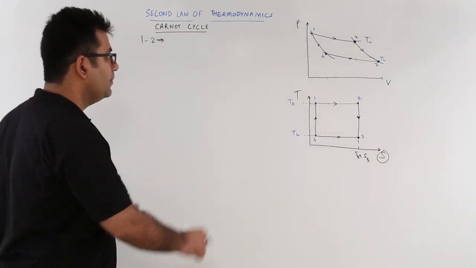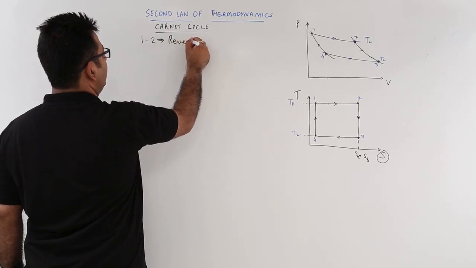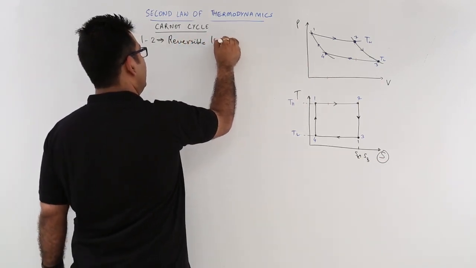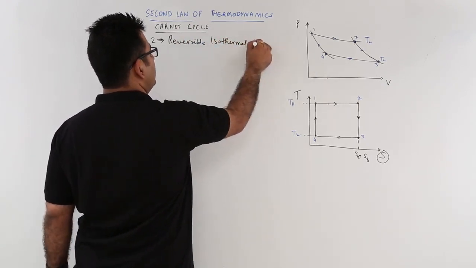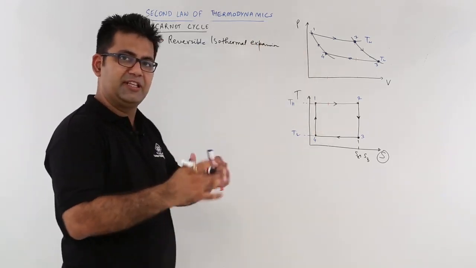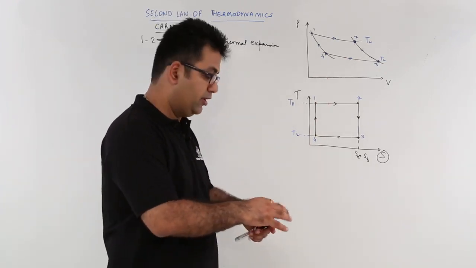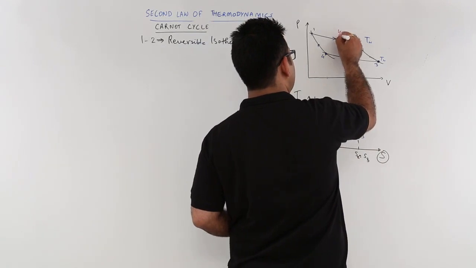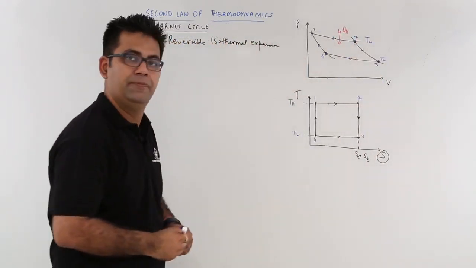Okay. So 1, 2 is a reversible isothermal expansion because the volume is increasing. Now during this expansion the gas cools down. As the gas cools down, it becomes easier for it to absorb heat. So you have some heat absorption at temperature TH.